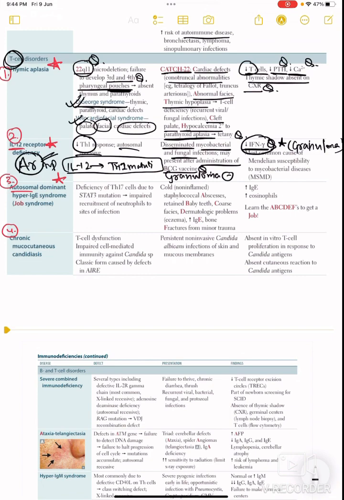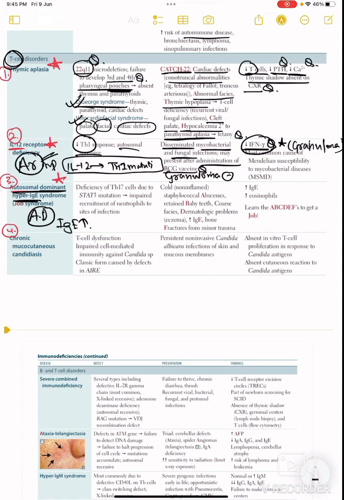In Job syndrome, the most important point is that it is an autosomal dominant condition. We already know from the name itself. Another important part is hyper IgE, meaning IgE will be raised. If in a question you are given an autosomal dominant condition or increased IgE, the first thing in your mind should be autosomal dominant hyper IgE syndrome or Job syndrome.